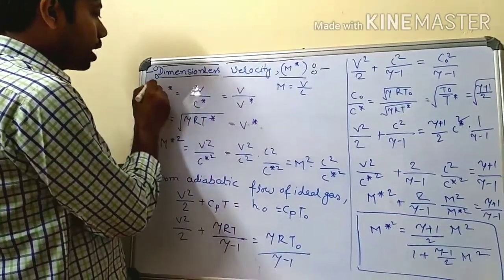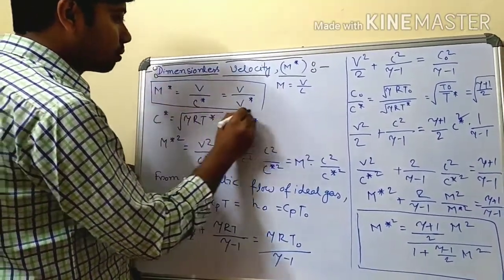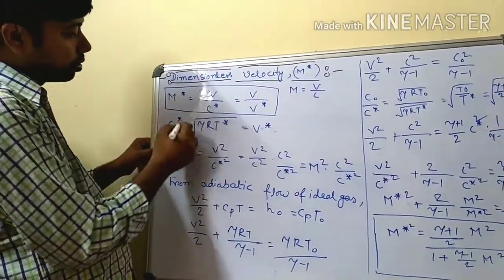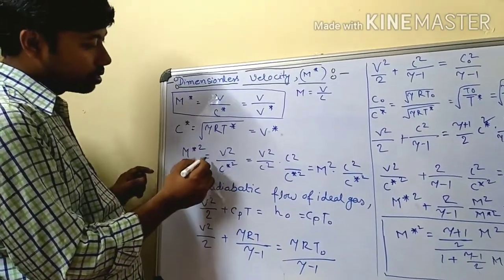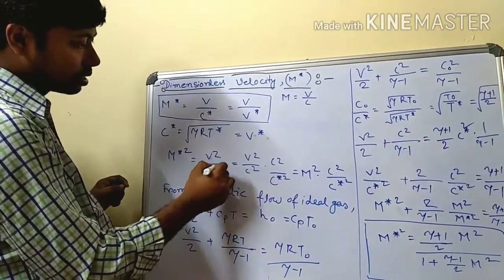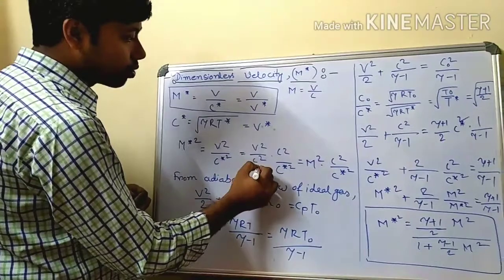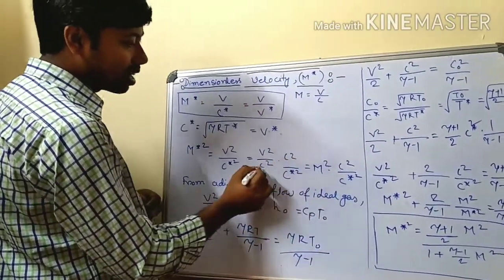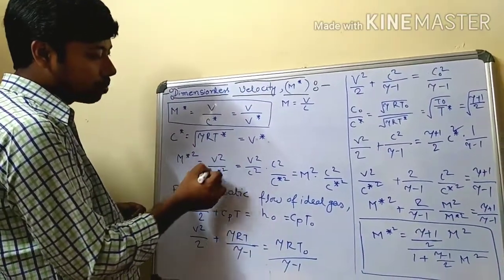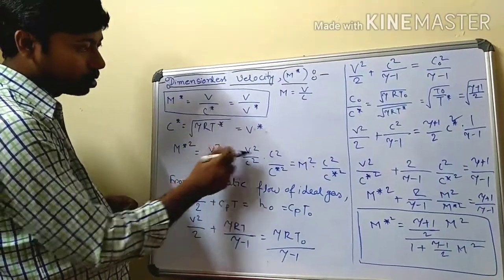So in terms of m star, the dimensionless velocity, that is also written as v by v star. Now, if you square m star, m star square is equal to v square divided by c star square. Or it can be written as v square divided by c square into c square divided by c star square, so that both will be cancelled, and the equation becomes the same: v square by c star square.